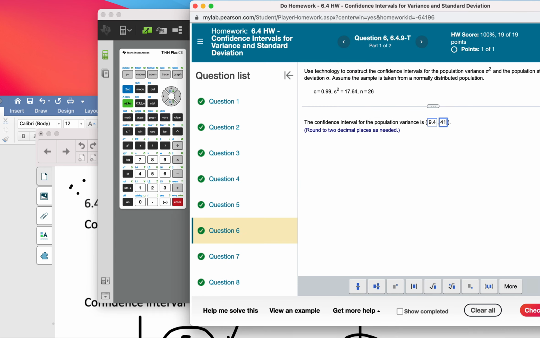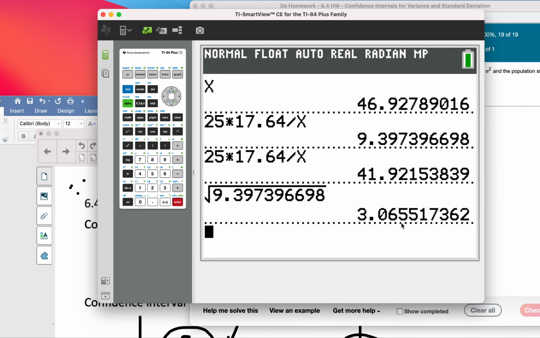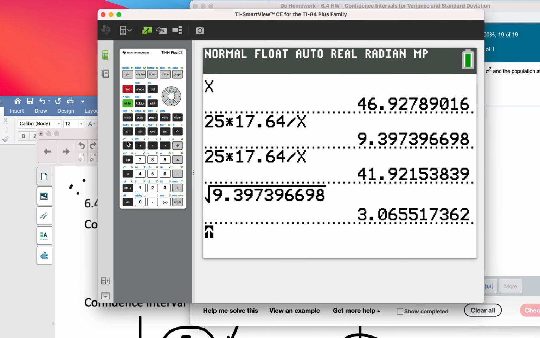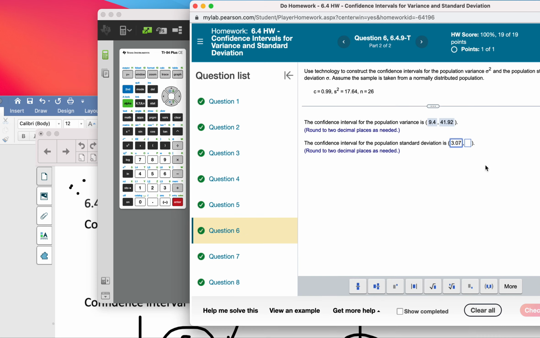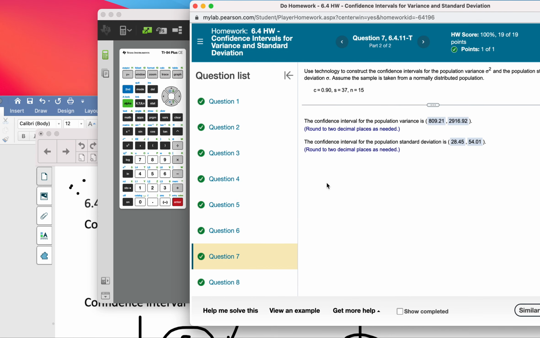Enter. Okay, now we want the standard deviation, so all I'm going to do is just take the square root of 9.4. Enter. 3.07. And the square root of 41.92. 6.47. And enter.